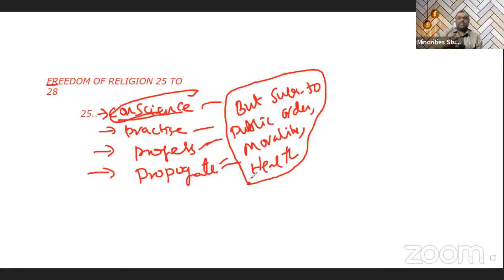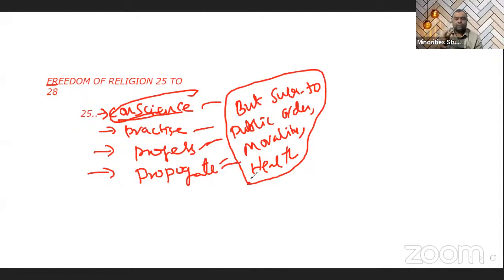So based on your conscience, you can leave your religion, you can join any religion. It will not be a problem at all. Suppose you belong to one religion. If you want to leave the religion and go into another religion, you can practice another religion, no problem at all. You can practice, you can profess, and you can propagate it. You can spread your religion, no problem at all. But the only thing is, subject to public order, subject to morality, subject to health.